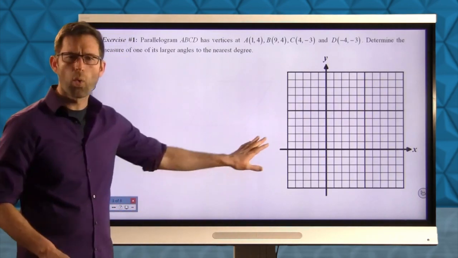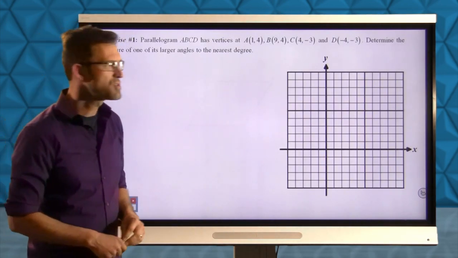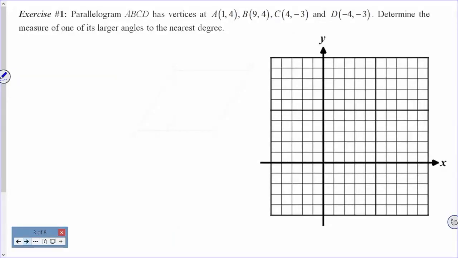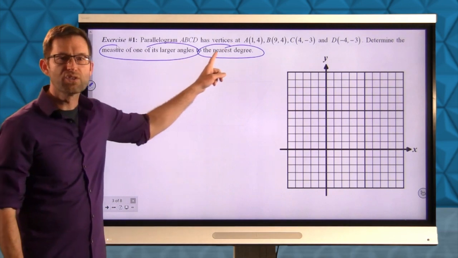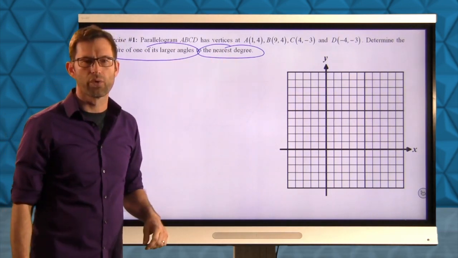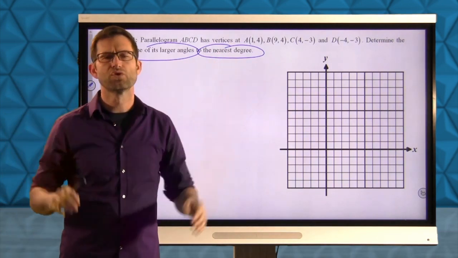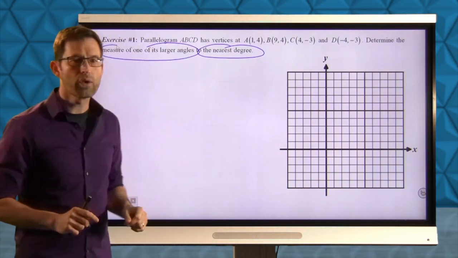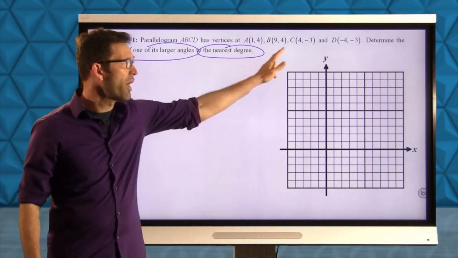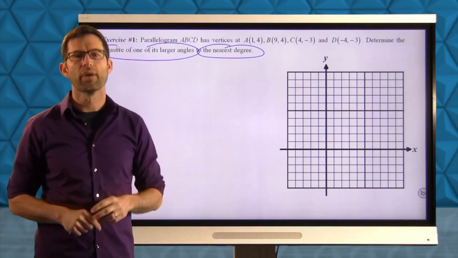Here we go. Coordinate grid. Let's take a look. Exercise 1. Parallelogram ABCD has vertices at (1, 4), (9, 4), (4, -3), and (-4, -3). Determine the measure of one of its larger angles to the nearest degree. Again, red flags: one, we're looking for an angle. Two, they're asking us to round to the nearest degree. This is just a huge scream that we need to be using right triangle trig. So what I'd like you to do really quickly is pause the video, plot out this parallelogram, and then we'll get down to work.